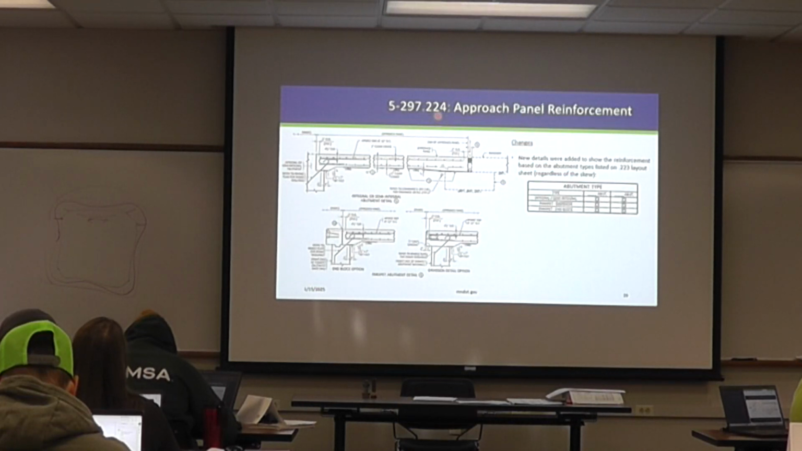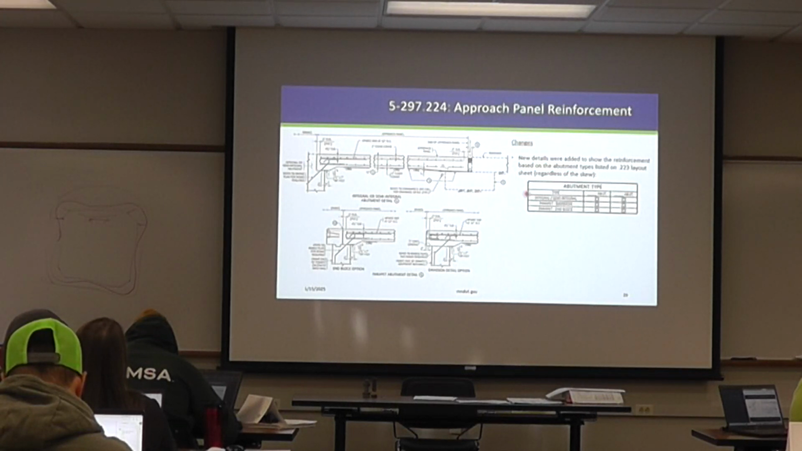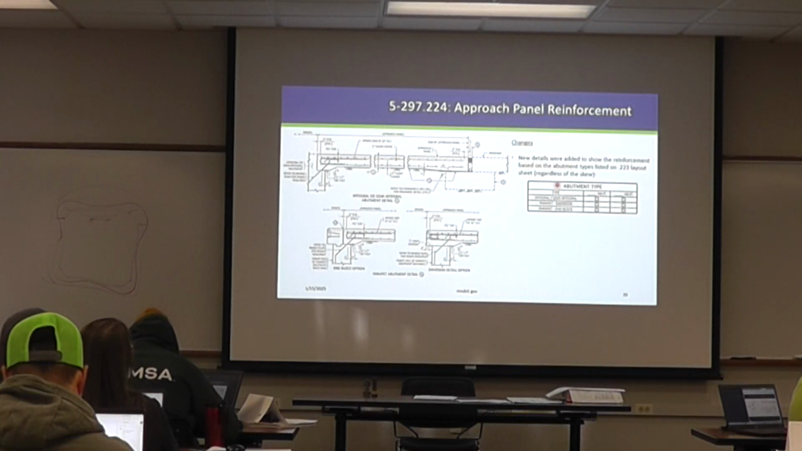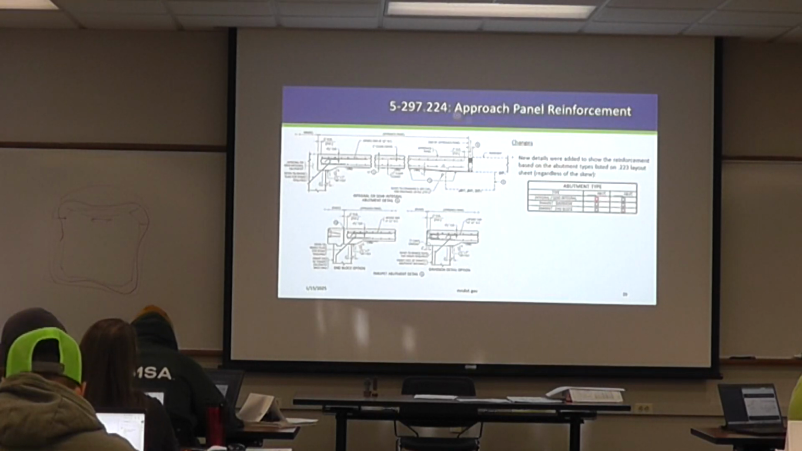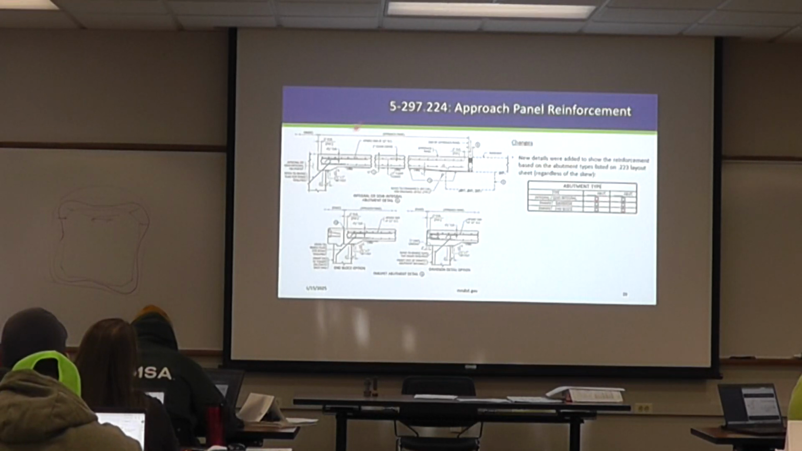So the same 224 detail, the reinforcement. We added new details to show that reinforcement based on the abutment types listed on the 223 layout sheet. That 223 layout sheet is the one that the roadway designer is certifying, and they have that table. I'm just walking you through how that table applies here. When you see that front sheet of the approach panels with the table listing the abutment type, west abutment and east abutment might be a little bit different, but whatever they select there is the one that you would apply on this 224 detail.